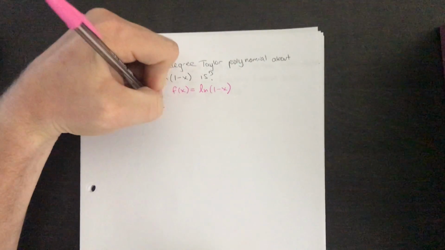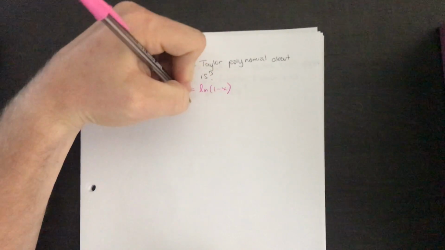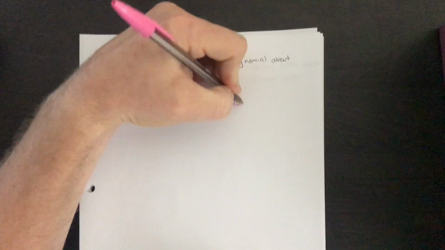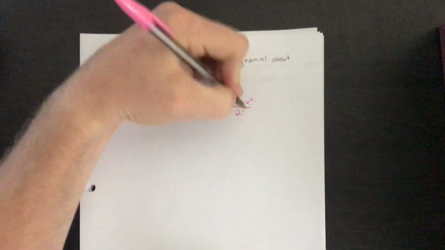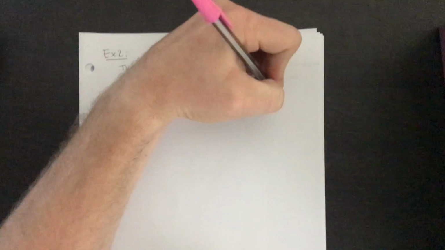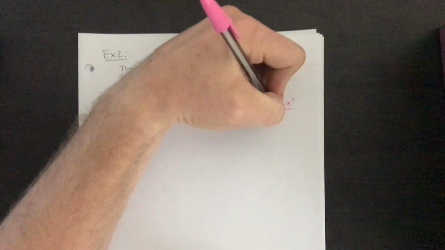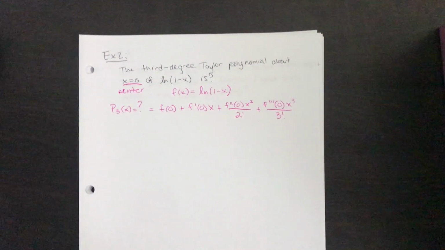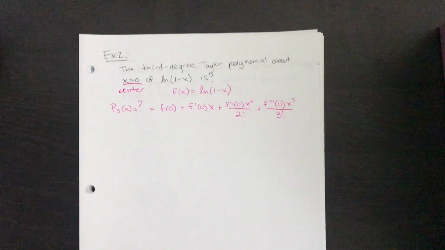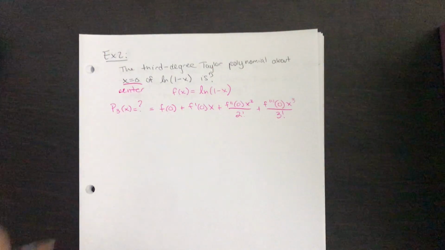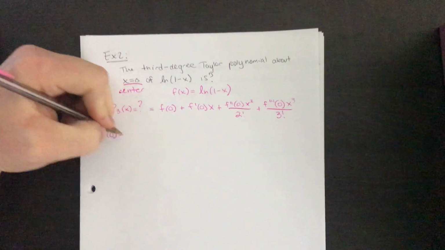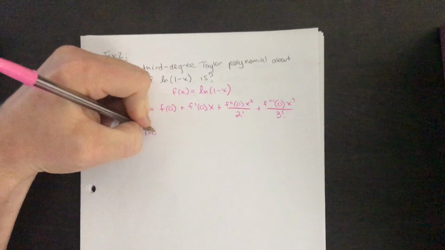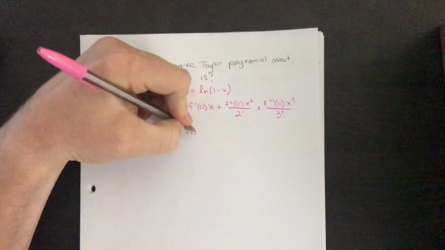So really what we need is p sub 3 of x is what? Well, really that is f of 0 plus f prime of 0 times x plus f double prime of 0 times x squared over 2 factorial plus f triple prime of 0 times x to the third over 3 factorial. That's me just applying the Taylor polynomial formula. Now it's basically just a puzzle. Find all the pieces and put the pieces together. So f of 0, plug in 0 to that, and you get ln of 1 minus 0. That's just ln of 1, which is just 0.